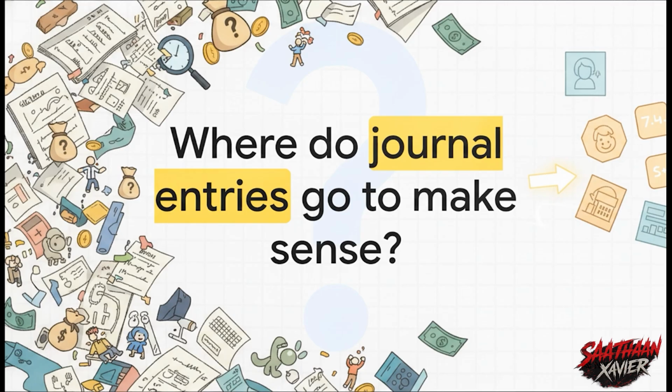But if I ask you right now, based only on that diary, exactly how much money a specific customer owes us, or exactly how much cash we have sitting in the bank, you'd literally have to manually hunt through hundreds of pages. No way, right? That is a terrible system for making business decisions. So the big question is, where do these journal entries go so they actually make sense?